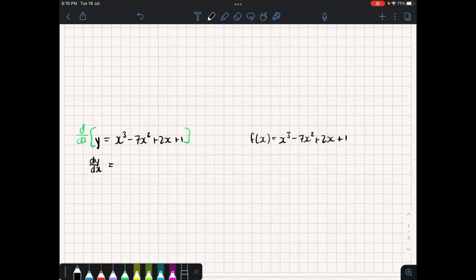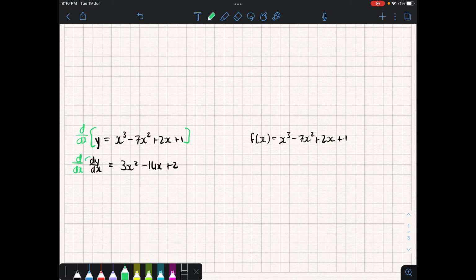And then we can just use the power rule on this function. So 3x squared minus 14x plus 2. So this is the first derivative. Okay, now say I wanted to differentiate again. So now I'm going to differentiate.